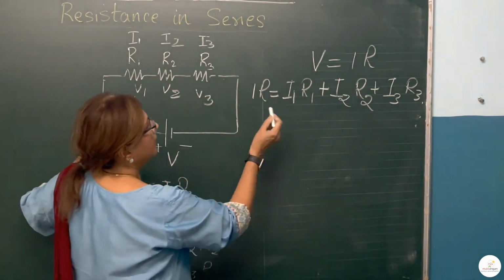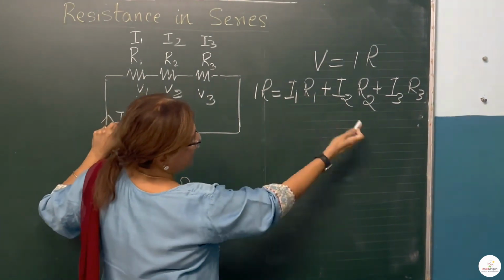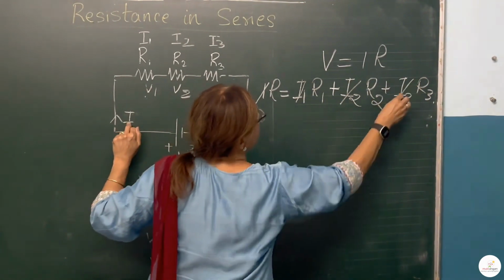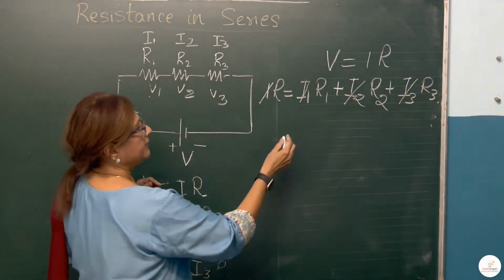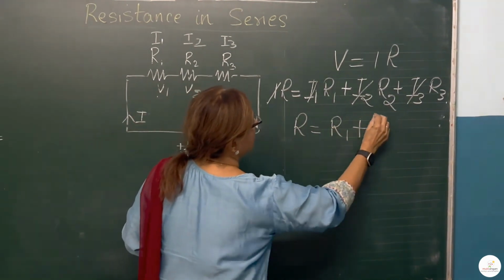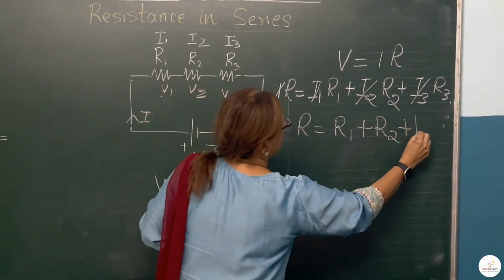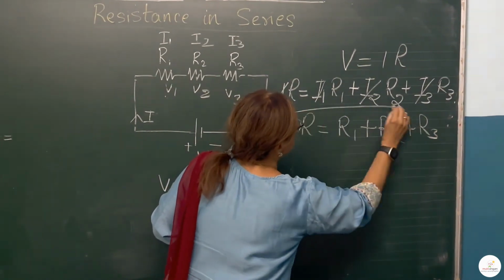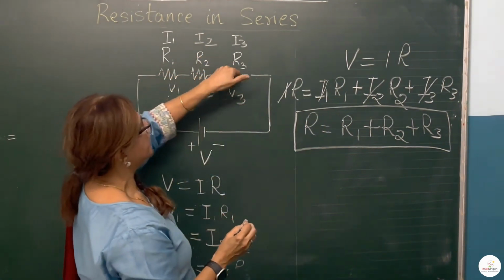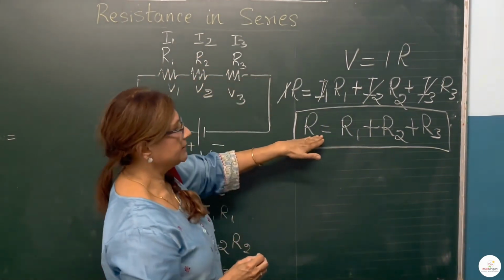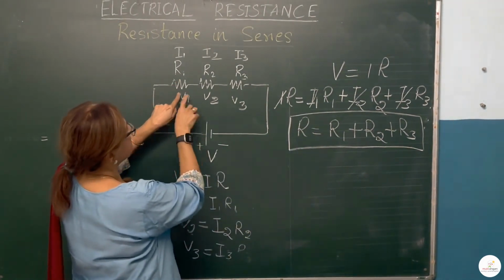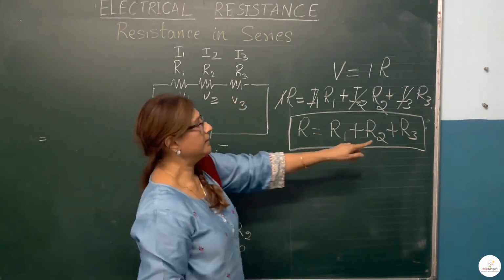So in this case, to make the equation balance on both sides, we can take the I's out. So what is left? R will be equal to R1 plus R2 plus R3. This is the final equation for resistors connected in series. So R is the total resistance, which is equal to resistance in the first resistor plus the second resistor and the third resistor.